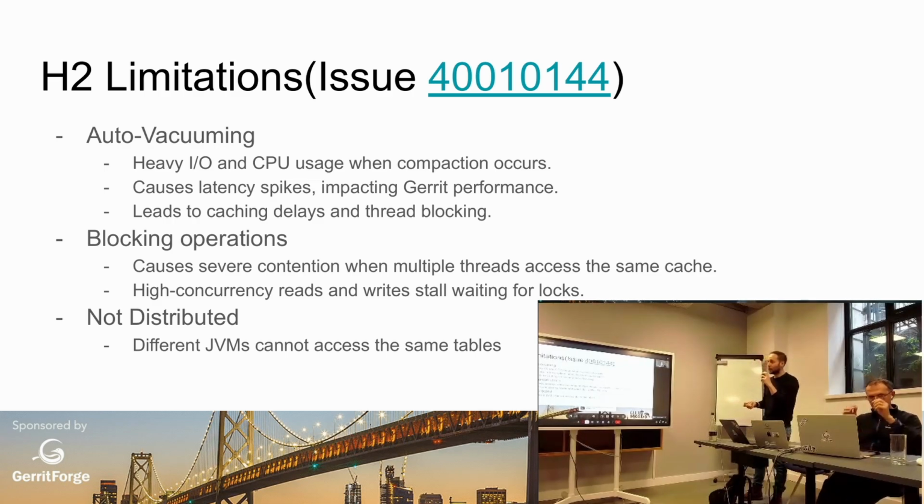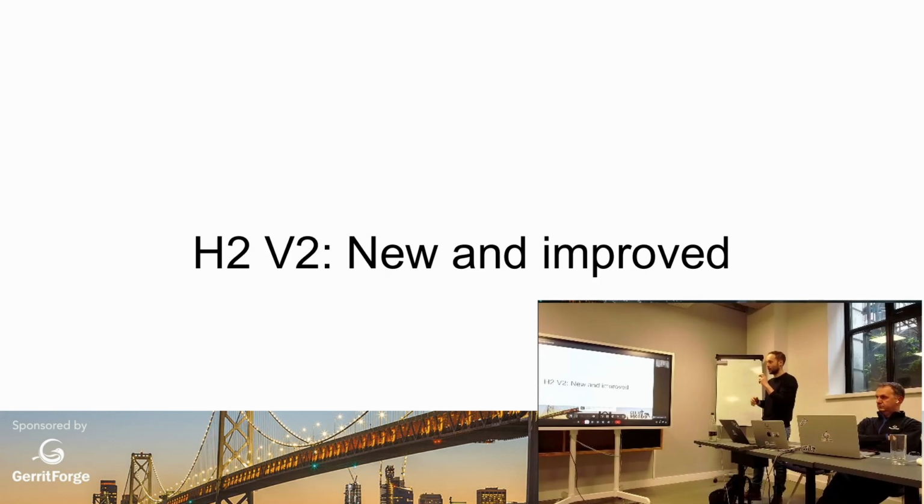And then finally, it's not distributed, so you cannot have different JVMs accessing the same cache files, which is something that could be interesting if you've got a high availability setup, for example. It is true, H2 V2 has improved things and has solved some of the problems, and actually, again, if all goes well in the demo, it's a massive improvement on H2 V1.